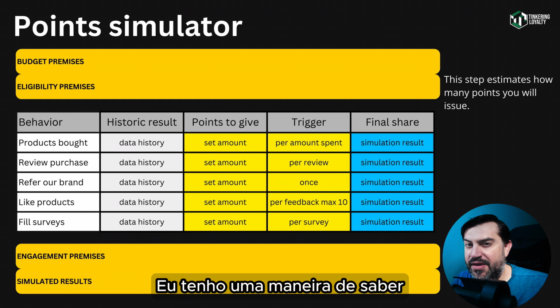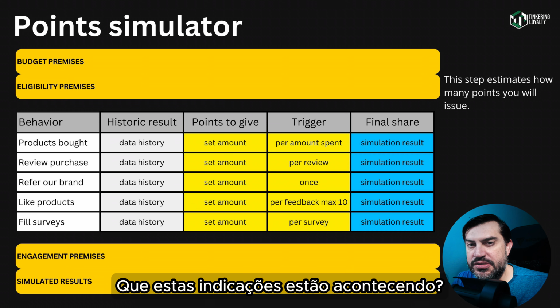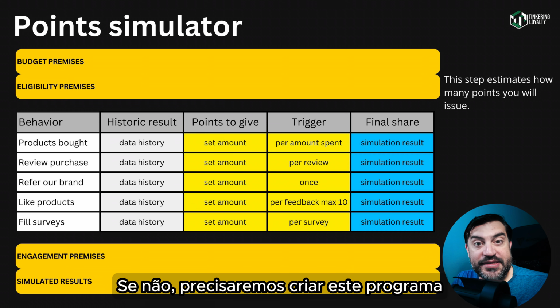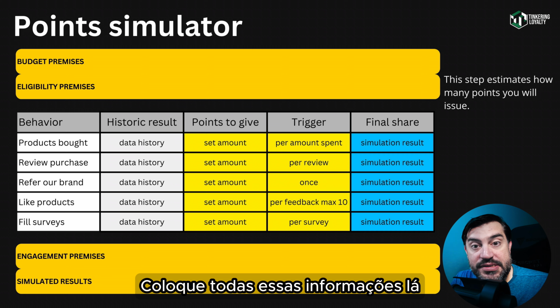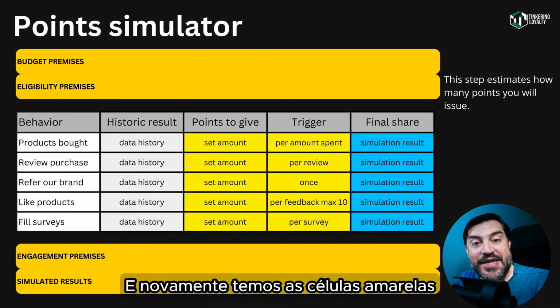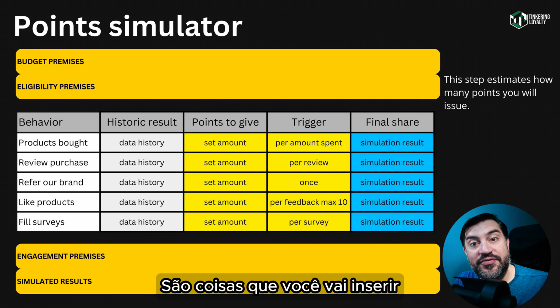Like, do I have a way to know that they refer us to a friend? If not, we will need to create this program to have a way to discover who referred who. Put all those informations there. And again, we have the yellow cells. So the yellow cells are things that you are going to input in the simulator.